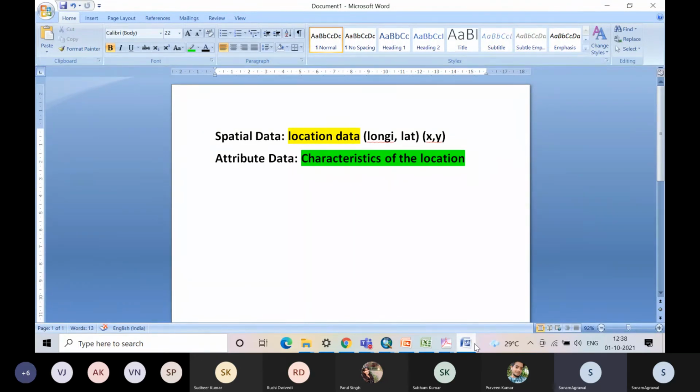चलिए अभिजीत। Yes ma'am, yes बताइए। फिर से क्वेश्चन रिपीट कर दें। अगर हम एनआईटी के सभी फैकल्टीज के लिए ये स्पेशल डेटा और एट्रीब्यूट डेटा पूछें, तो स्पेशल डेटा क्या होगा फैकल्टी के लिए और एट्रीब्यूट डेटा क्या होगा फैकल्टी का?